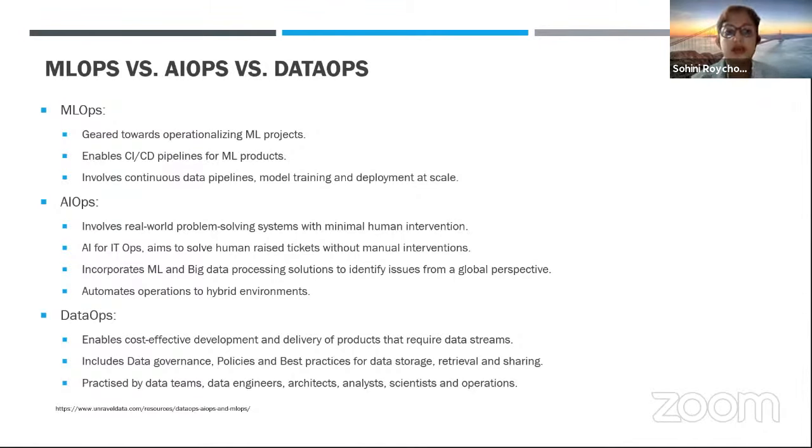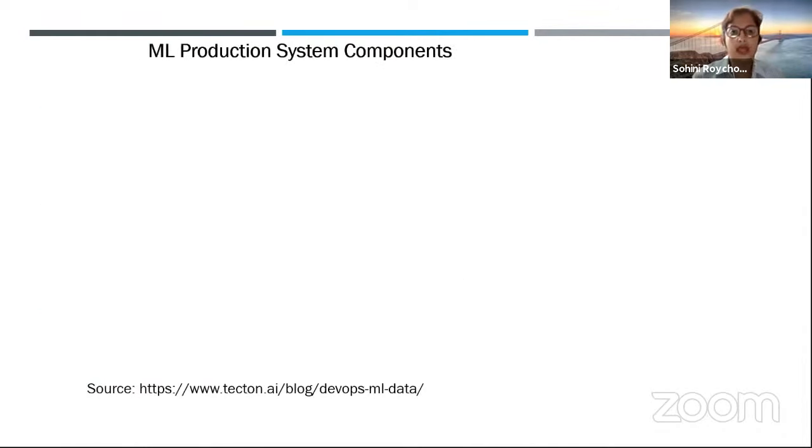That's the practice followed by data teams, data engineers, architects, analysts, scientists, and operations, right? So those would be the three differences between MLOps, AIOps, and DataOps. If you have any questions about these, please leave them in the comments or in the chat, and I'd love to answer them. Okay.